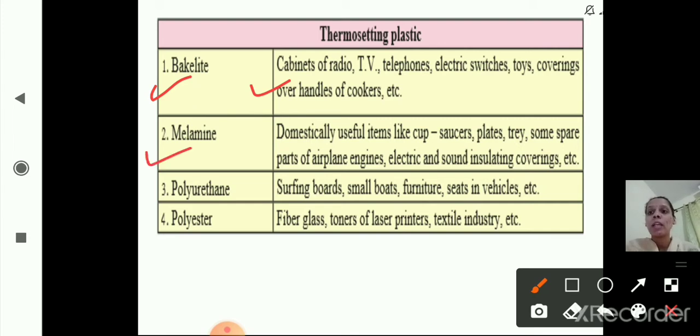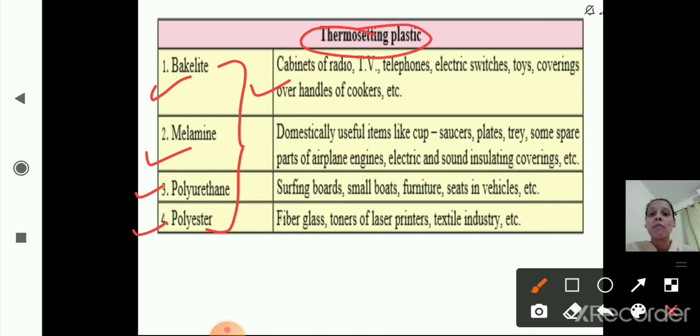Second one is melamine. Domestically useful items like cups, saucers, plates, trays, some spare parts of airplane engines, electric and sound insulating coverings, etc. Third one is polyurethane. It is used for surfing boards, small boats, furniture, seats in vehicles, etc. And the next one is polyester. It is used to make fiberglass, toners of laser printers, textile industry, etc. So these are all the types of thermosetting plastic.